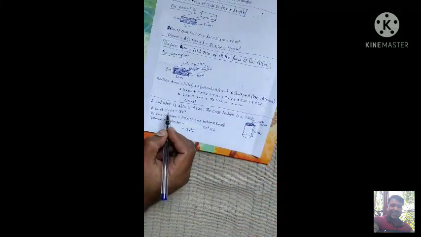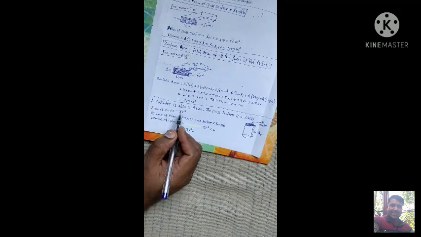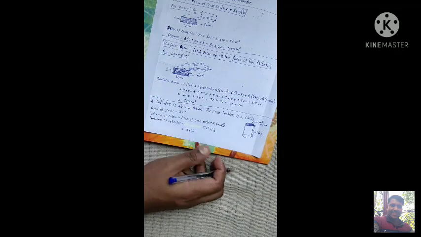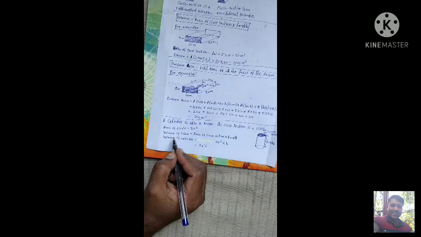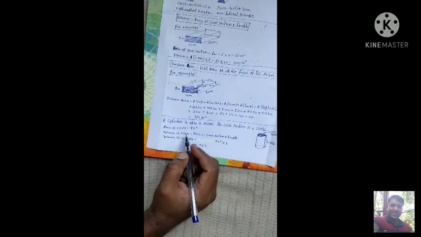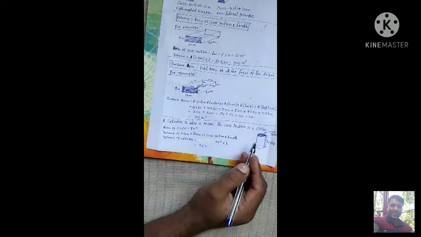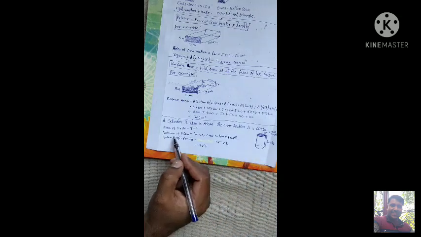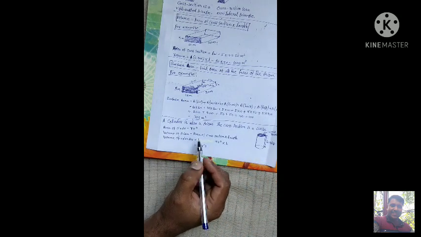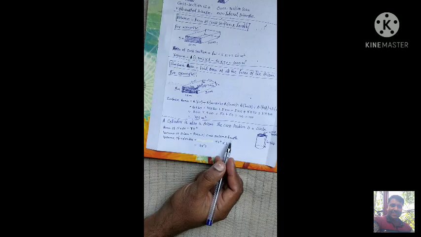So the area of a circle, you know the formula. Area of circle equals what? Pi r square. We already learnt that in the last topic. Now the volume of a prism, and we are talking about the cylinder here. Volume of prism equals area of cross section times length.